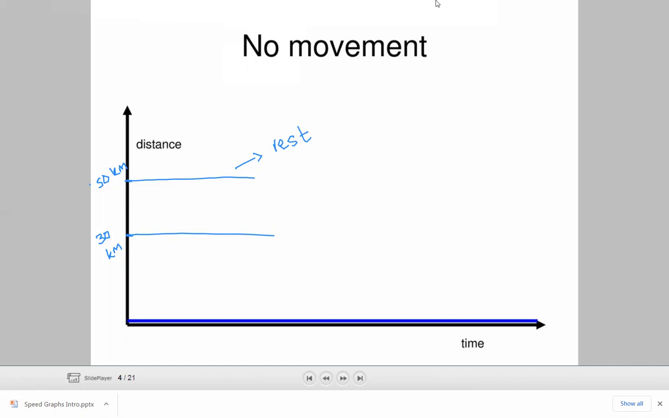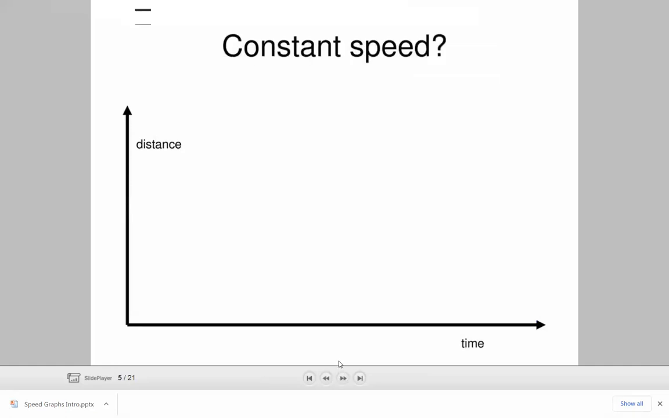So moving on, the next we have is when the object is moving at a constant speed. Now, when we say that the object is moving at a constant speed, what does constant speed mean?